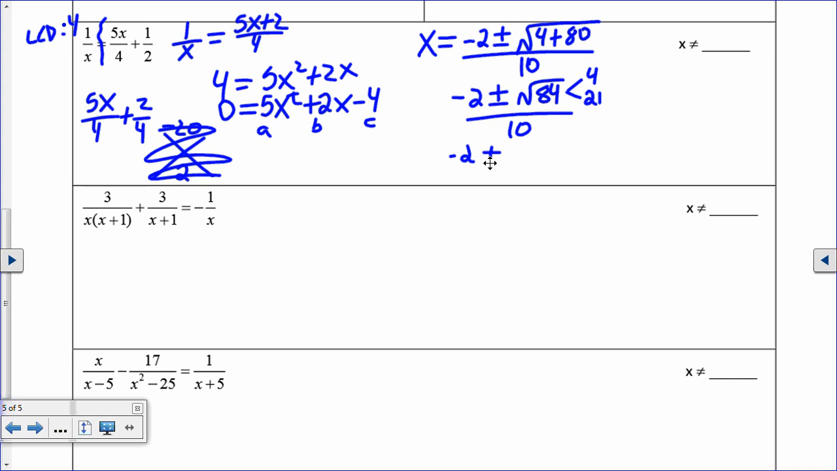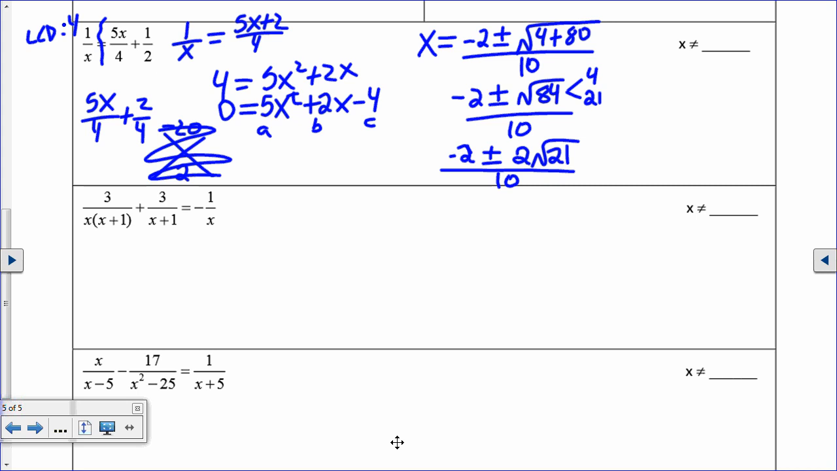So if I was going to simplify the radical, what would it look like? What happens to the 4? Do I just pull out a 4? No. So 2 on the outside, right? 2 on the outside, 21 on the inside.